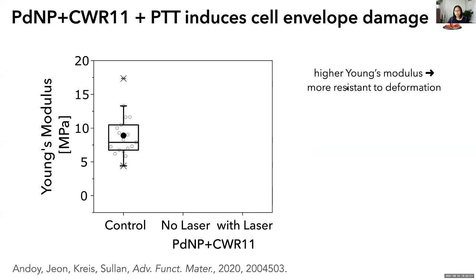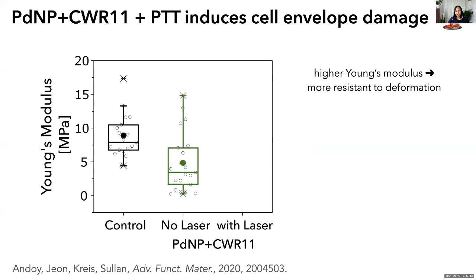So higher value means more resistant to deformation. So here is a plot of that Young's modulus as a function of the different conditions. For our control bacteria, meaning grown happily in the lab, no constraints, no nanoparticle, no peptide, and no laser, it has a Young's modulus of about 9-10 megapascal.